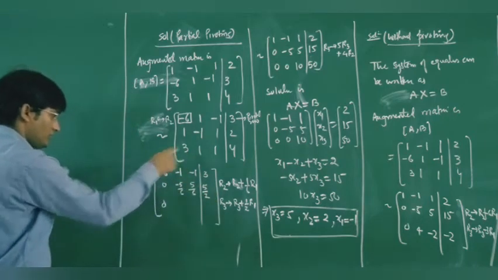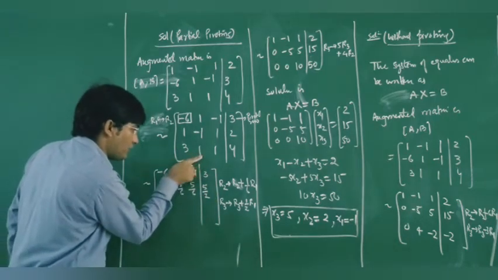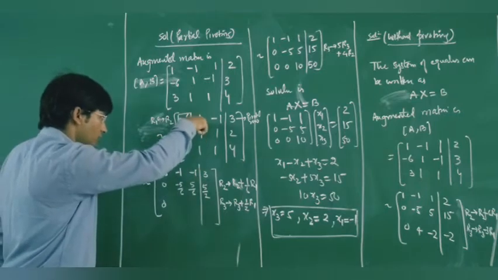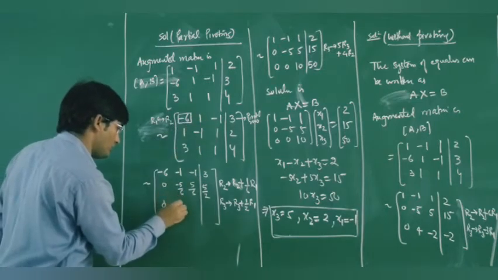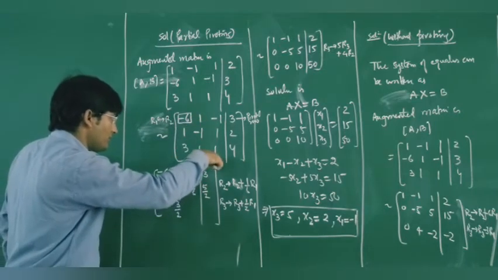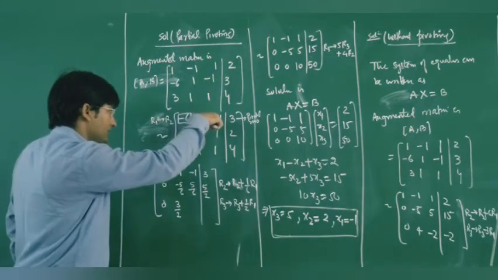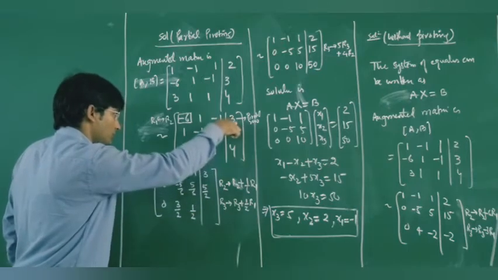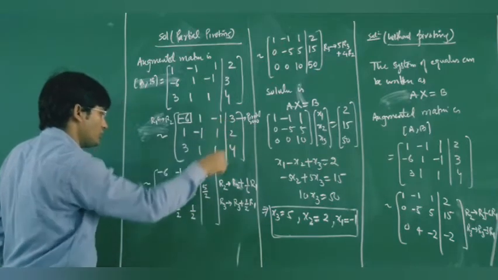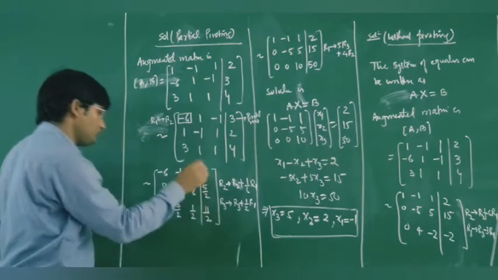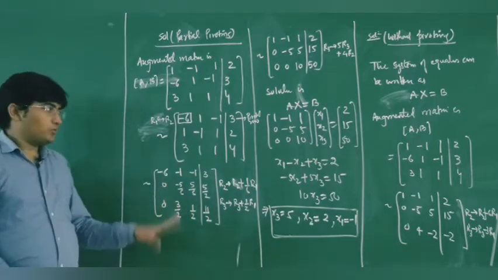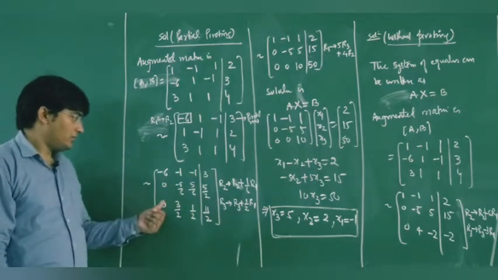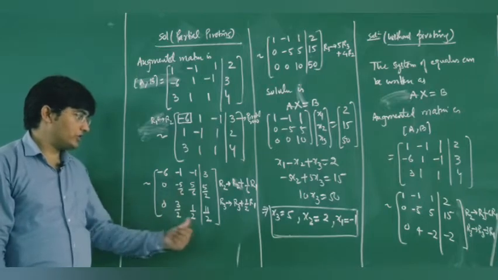Now here this is your 0, then we will have 1 plus this half, so 1 plus half will give you 3 by 2, then we will have 1, then this is your minus half, so this is again half, then we will have 4 plus 3 by 2, so this is your 11 by 2. Okay, so after one step we have these elements.